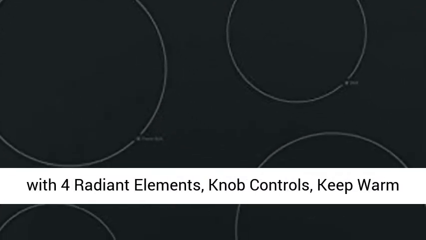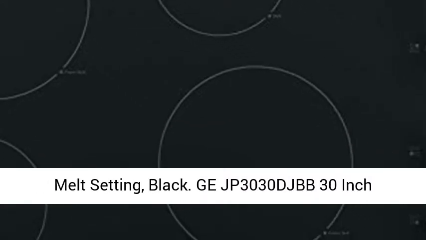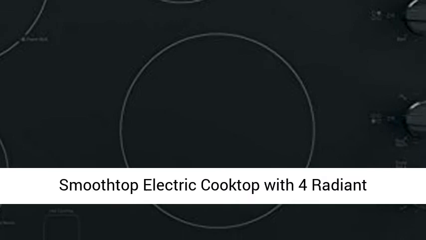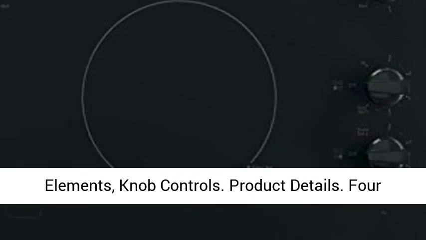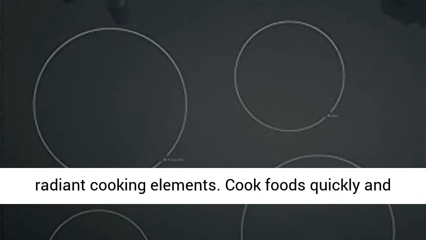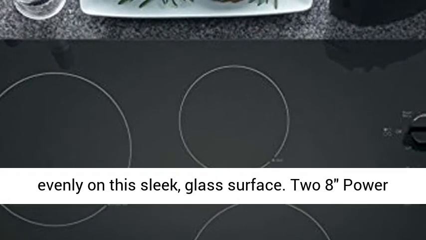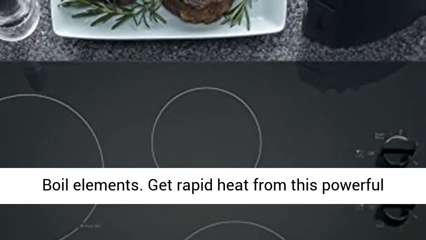GEJP3030DJBB 30-inch Smoothtop Electric Cooktop with 4 Radiant Elements, Knob Controls, Keep Warm Melt Setting, Black. Product Details. 4 Radiant Cooking Elements. Cook foods quickly and evenly on this sleek, glass surface.